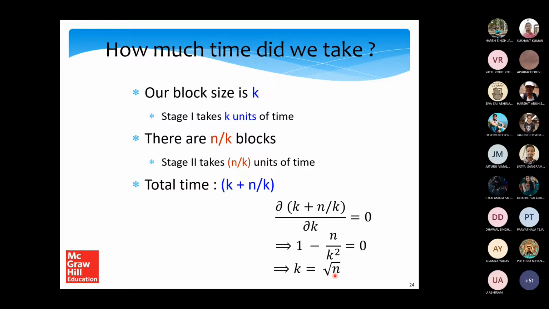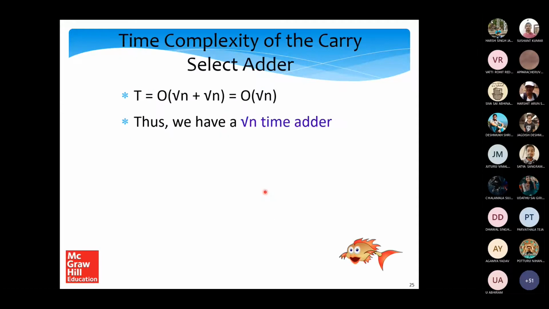So total time is basically k plus n by k. Now k equals root n. Root n plus n by root n, so it will be root n plus root n, 2 root n. So it's basically order of root n. So this is basically the carry select adder. Idea is clear? Anyone has any doubt?